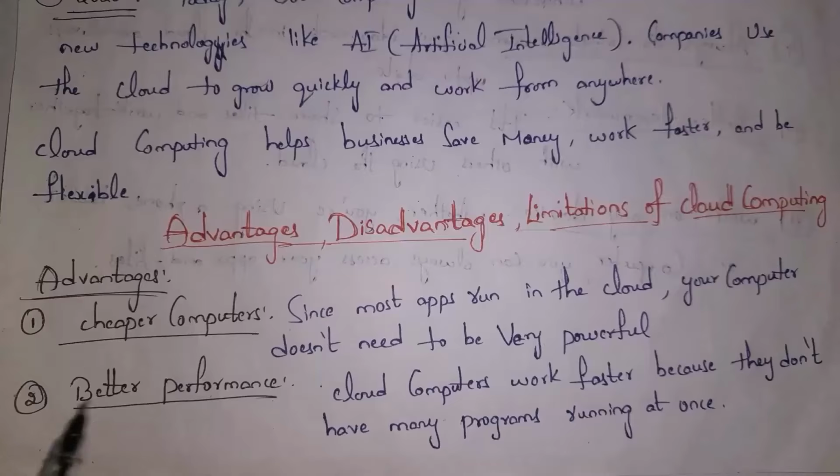And the second one is better performance. Guys, normally in cloud, computers will work faster and give better performance. Cloud computers work faster because they don't have many programs running at once. Normally in our personal computer, we keep various kinds of things like movies, games, songs, etc. But in cloud, we will rent a computer only for a particular purpose. So cloud computers do not contain so many things. That is why they give better performance.